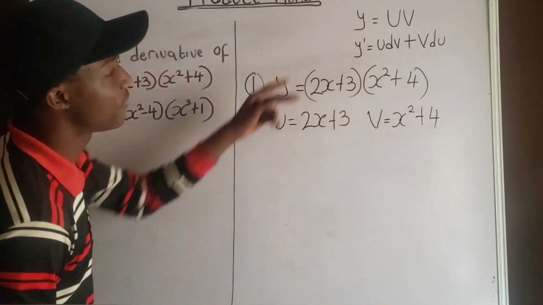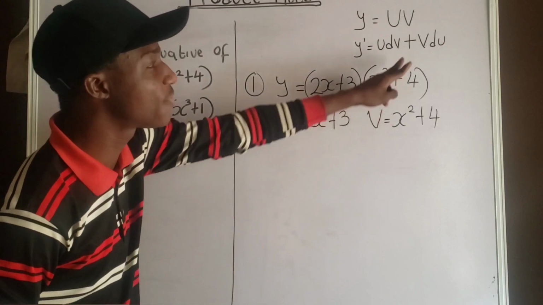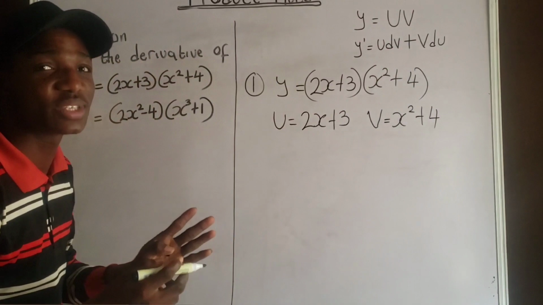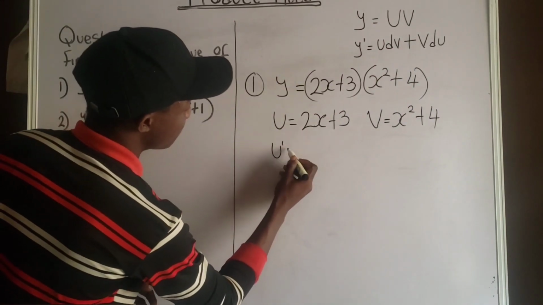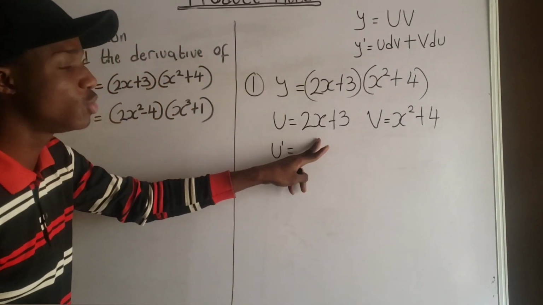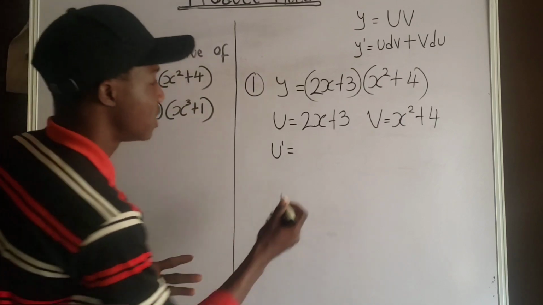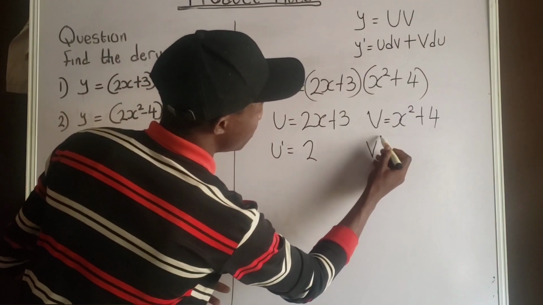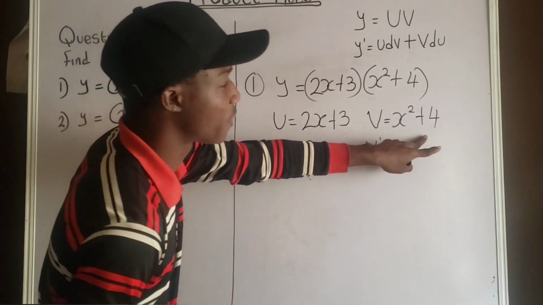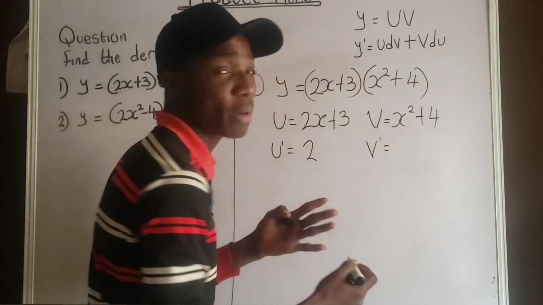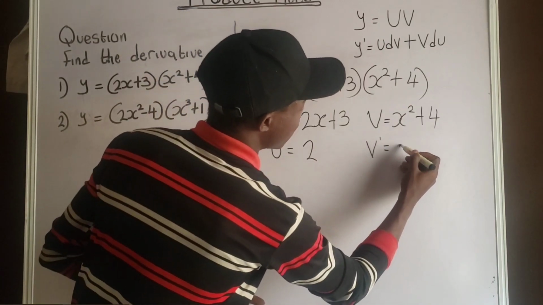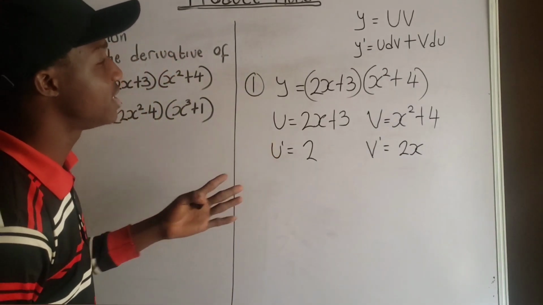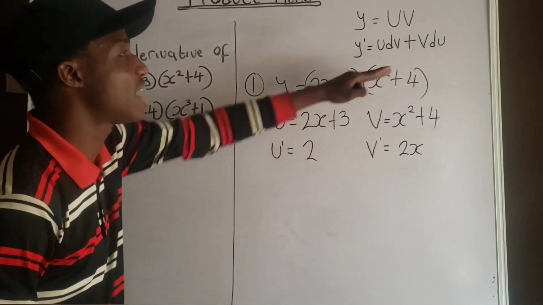Okay, now from the formula, you can see that we need the derivative of v and the derivative of u. Therefore, I'm going to first take the derivative of u, which is u prime. The derivative of 2x is what? 2. And if you take the derivative of v, which is x squared plus 4, the derivative of v using the power rule is 2x. So, I have gotten the derivative of u and v. Now, the next step is to just substitute all these parameters into this formula.